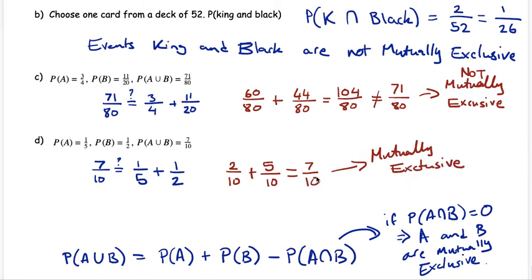The idea there being there's no intersection that we have to subtract. So this is the key idea: is there an intersection?